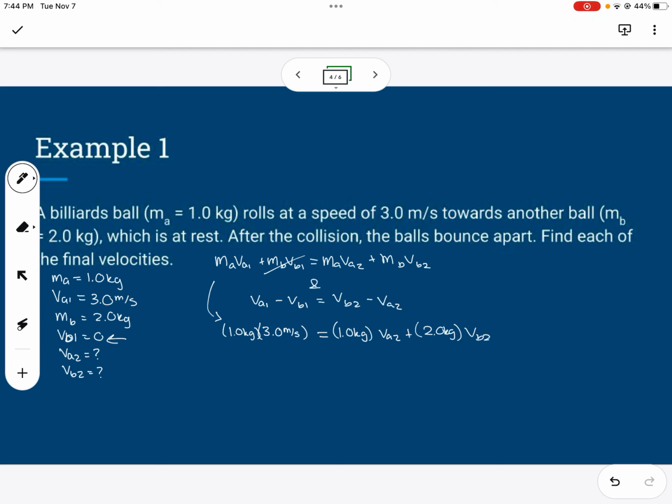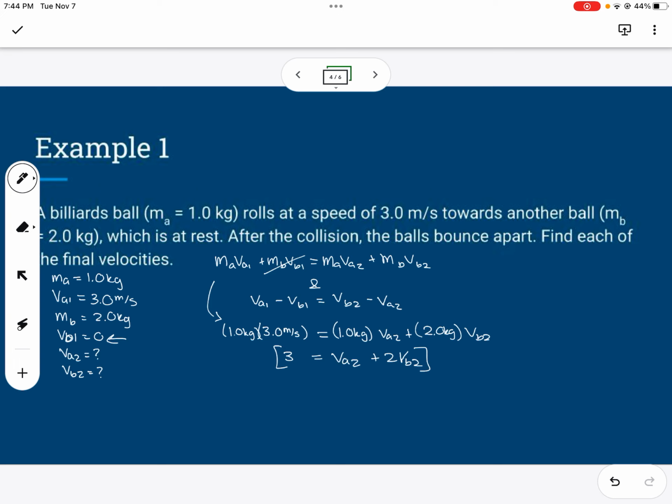Okay, I can clean it up a little bit. Let's go ahead and drop our units just for clarity. Over here I'm going to have 3. Over here I'm going to have 1 VA2 plus 2 VB2. Okay, so this is one of my equations. Let's work with our other equation, and then we can combine them up, use a lovely system of equations.